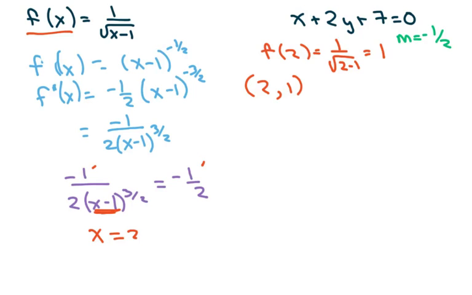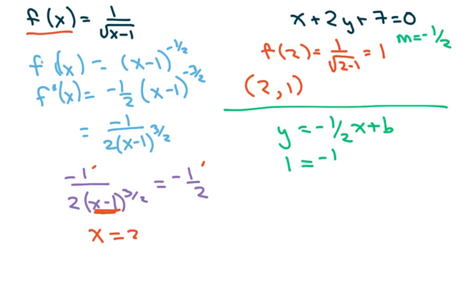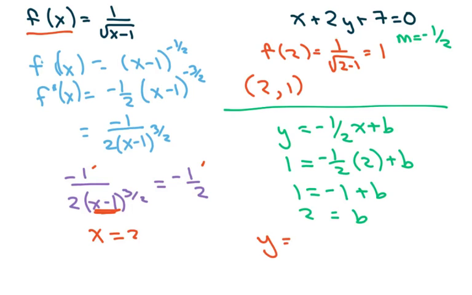Now we're going to write our equation of the line. It's going to be y equals negative 1/2 x plus b. Plug in your x and y, so you get 1 equals negative 1/2 times 2 plus b. So 1 equals negative 1 plus b, so b is 2. Therefore, your equation of the line is y equals negative 1/2 x plus 2.